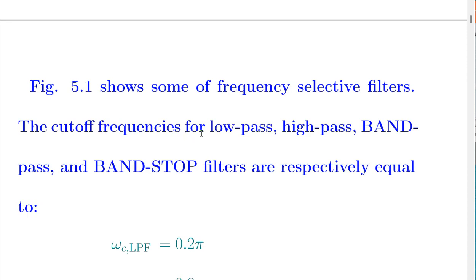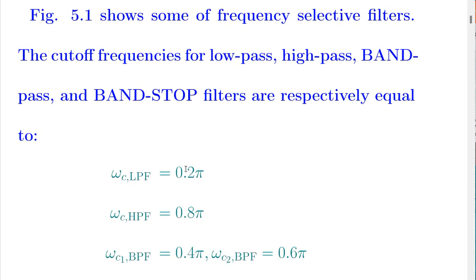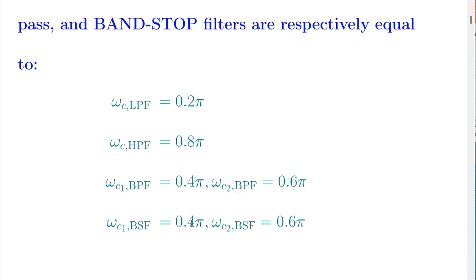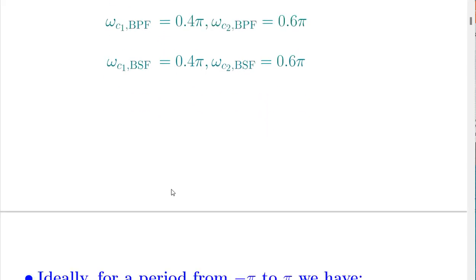The cutoff frequencies for low pass, high pass, band pass, and band stop filters are respectively equal to 0.2 times pi for low pass and 0.8 times pi for high pass, and two cutoff frequencies for band pass. The first one 0.4 pi and the second 0.6 times pi. For band stop, the same story. They are related to the figure.